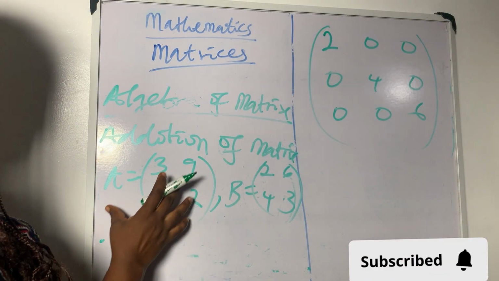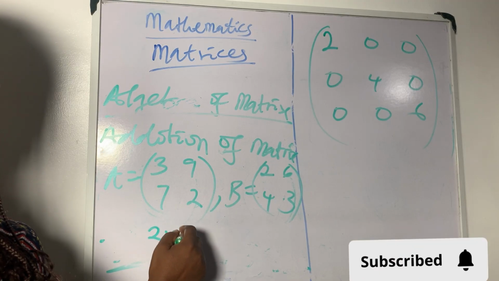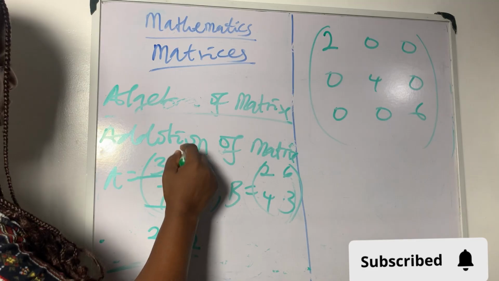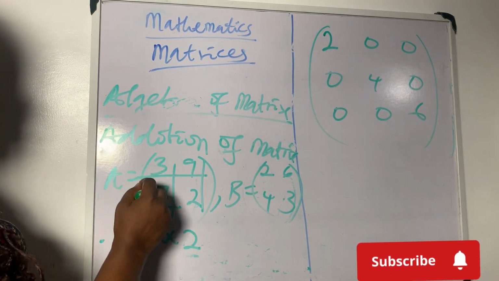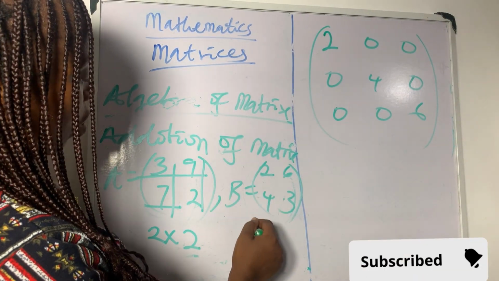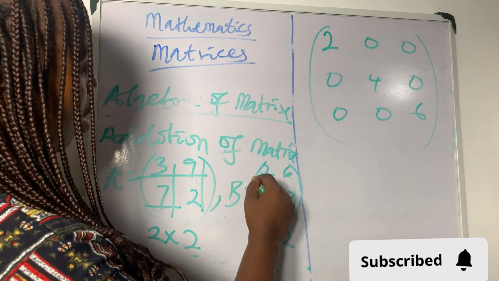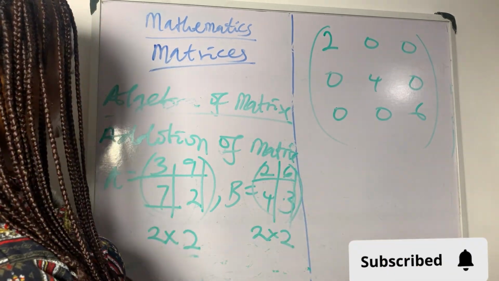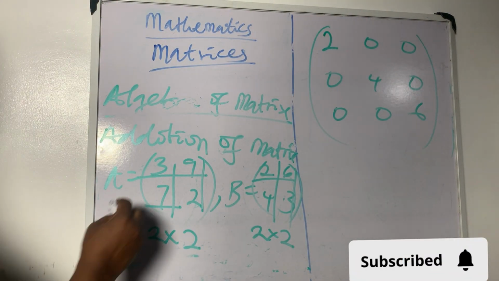This matrix A, the order here is 2 by 2. How? We have 2 rows and 2 columns. Remember, in matrix, we state the rows first. And if you come to matrix B, it's equally 2 by 2 order of matrix because we have 2 rows and 2 columns. Now, how do we add? We add the corresponding elements.